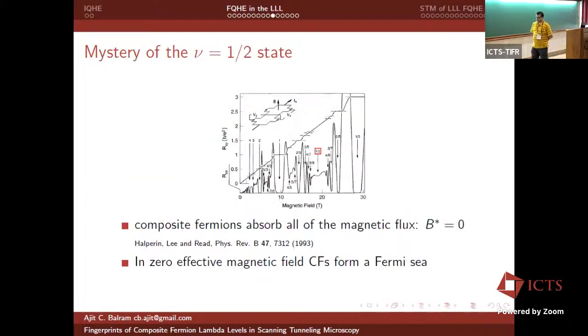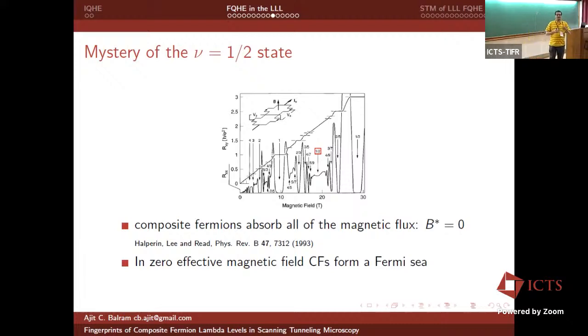Okay, so some of you probably already noticed that for the simplest fraction possible, namely filling factor 1/2, there is no fractional quantum Hall effect. So why is it that there is no FQHE at filling factor 1/2? This again is explained by the composite fermion theory. So what happens at magnetic field corresponding to filling factor 1/2 is that the composite fermions absorb all of the external magnetic field. So they themselves see zero magnetic field.